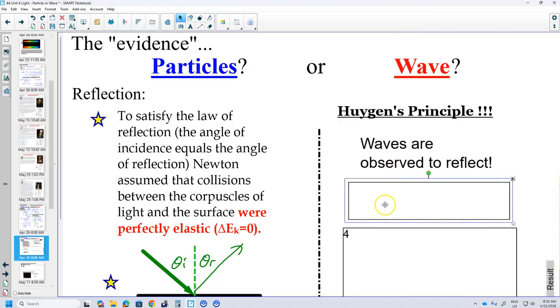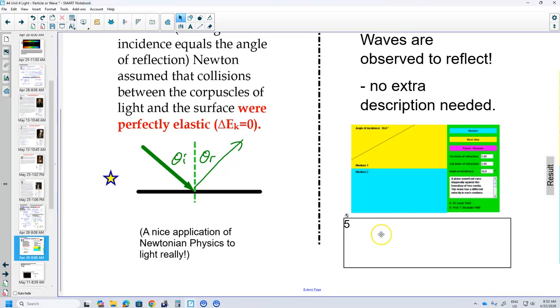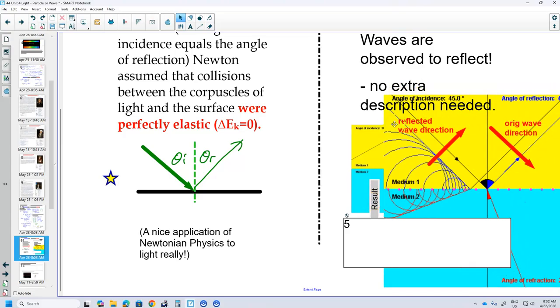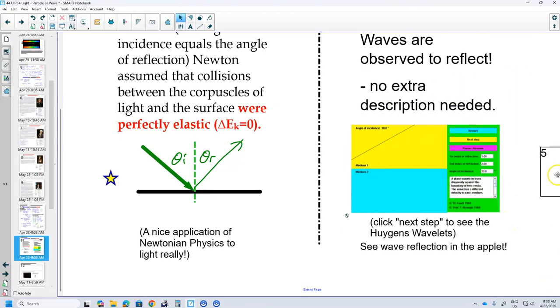Huygens, though, said, well, waves reflect too, so there's no problem here, right? If you look at this little applet here, the result shows waves coming in, waves going out, reflecting, and so on, right? So as you've either seen in grade 11 or are seeing for the first time, you've seen waves reflect off of docks and go out other ways and stuff like that, I'm sure.